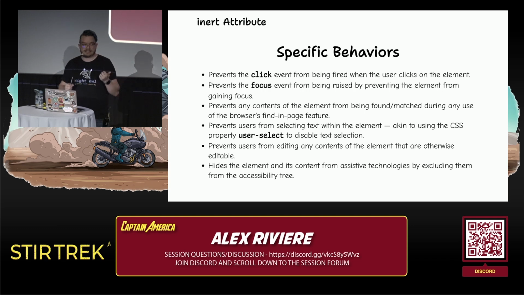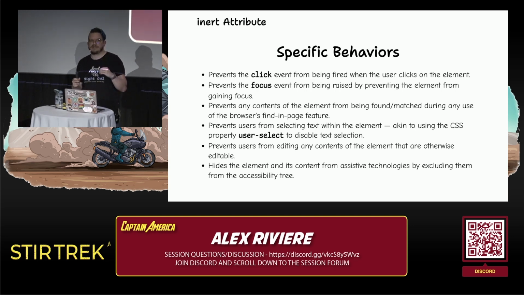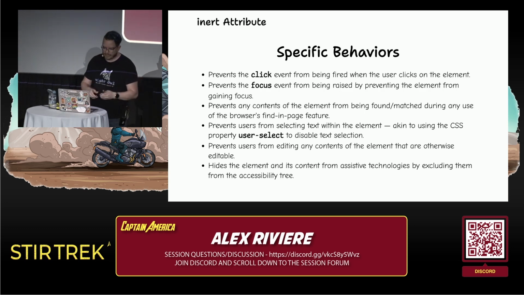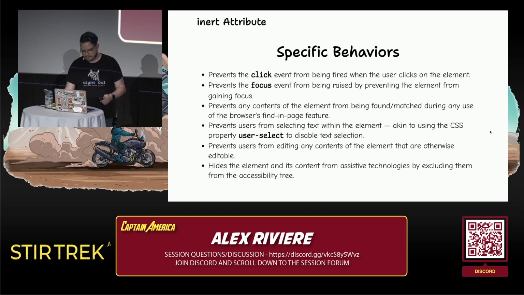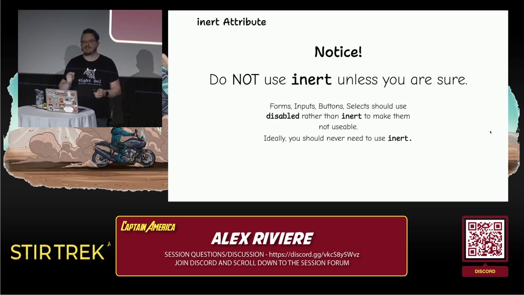So for instance, text areas, or if you have content editable or whatever the attribute is. And it hides the element and its content from the assisted technologies tree by excluding them from the accessibility tree. So if you have screen readers, it will just look like a blank thing. There will be nothing. So why am I saying don't use it? Do not use inert unless you are sure that is what you want to do, right?